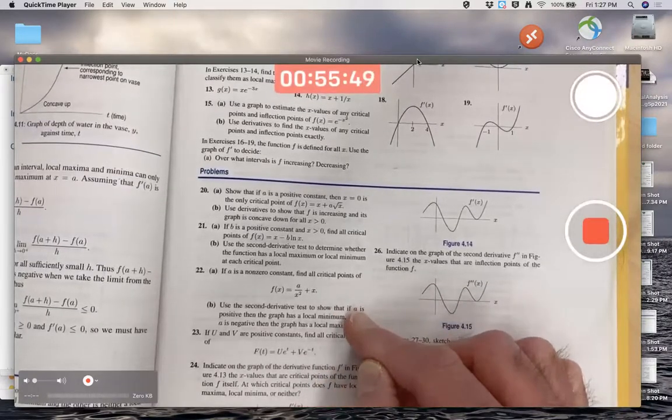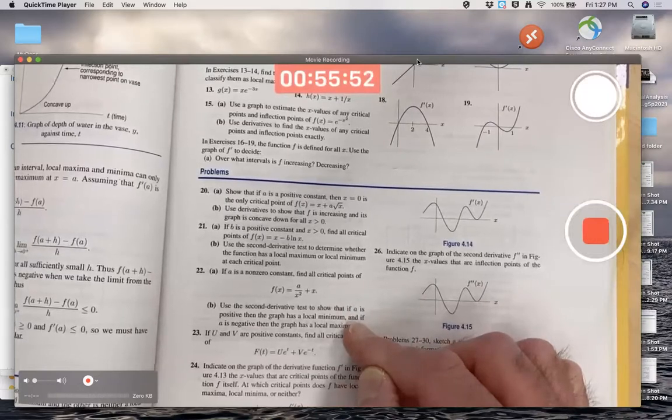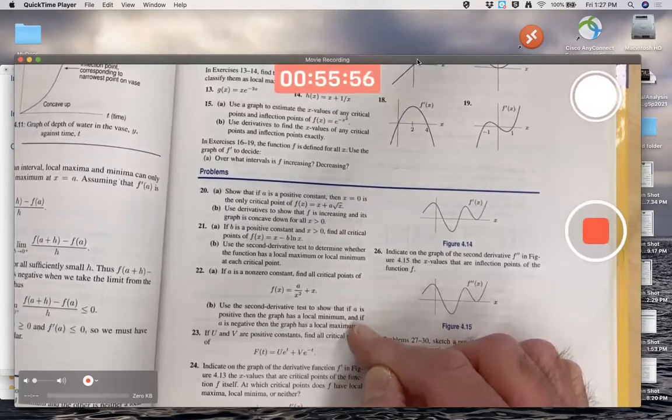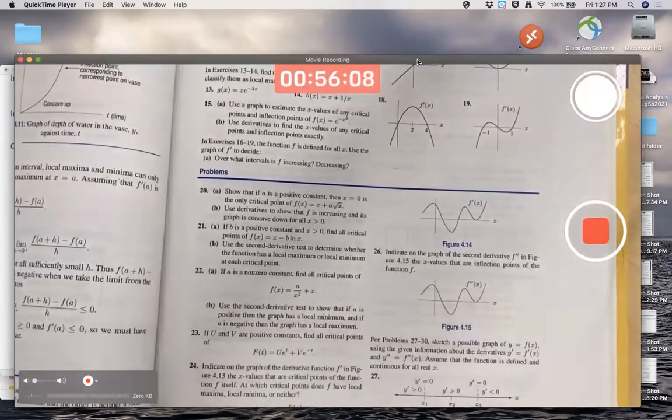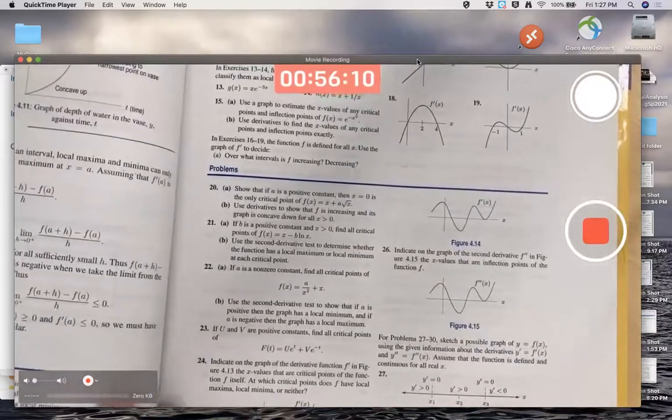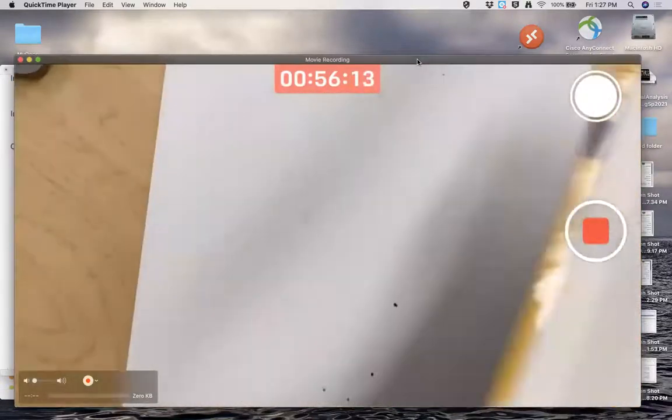And also use the second derivative test, which I haven't mentioned yet, what that is, to show that if A is positive, then the graph has a local minimum, and if A is negative, the graph has a local maximum. If there's a second derivative test, is there also a first derivative test? Yes, there are. I think I will also do a first derivative test here. So again, this is number 22.